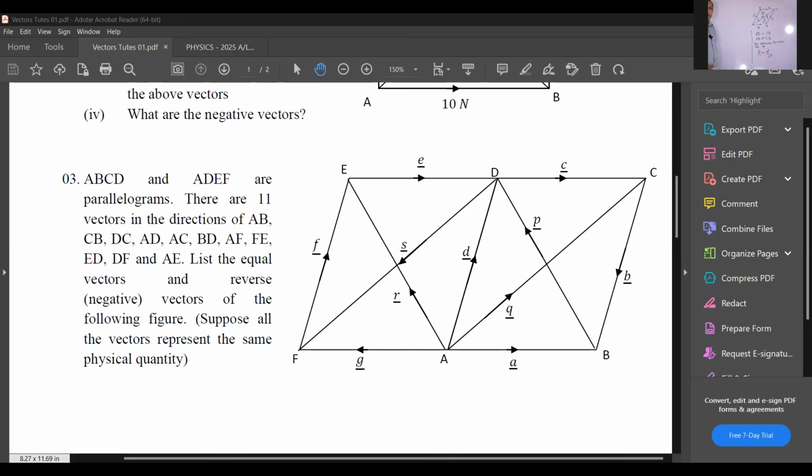Look at the direction of the arrowhead again and again. Look at the directions of the arrowhead. Okay, there are two parallelograms.